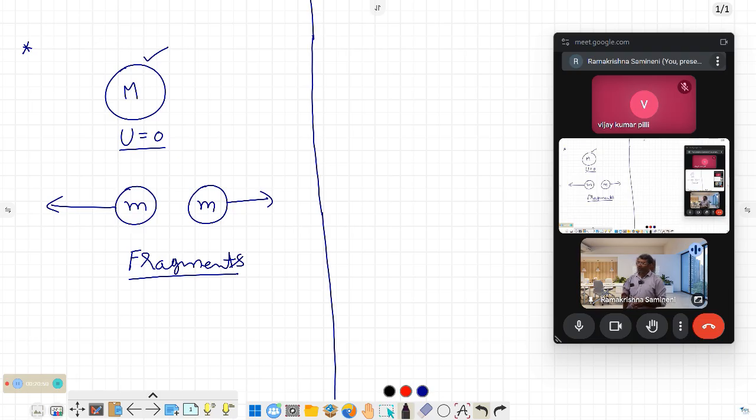That is two fragments. So in this case, if you want to indicate them, you can take m1, m2. So m1 moves with the speed v1, m2 moves with the speed v2. Apply the concept. What is the speed of the second fragment? What is the speed of the first fragment? What is the mass of the second fragment? What is the mass of the first fragment?